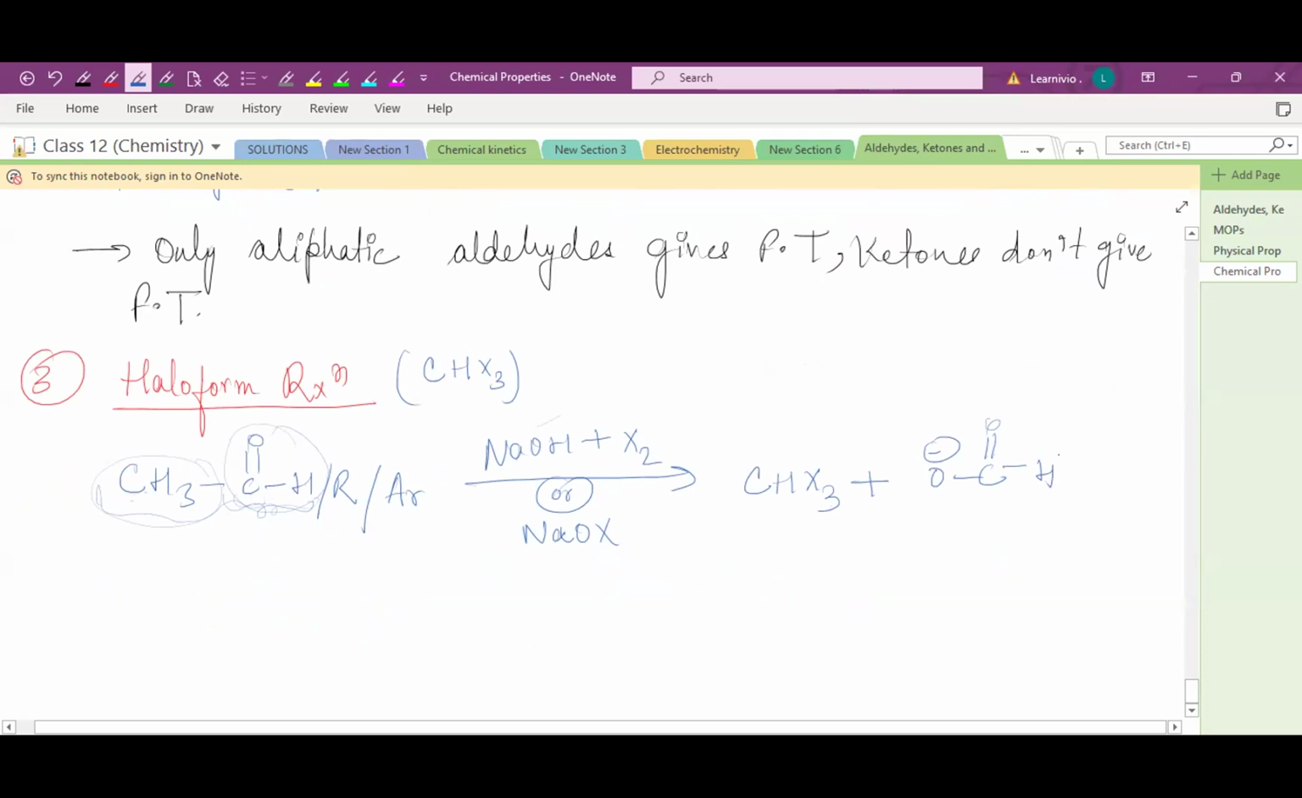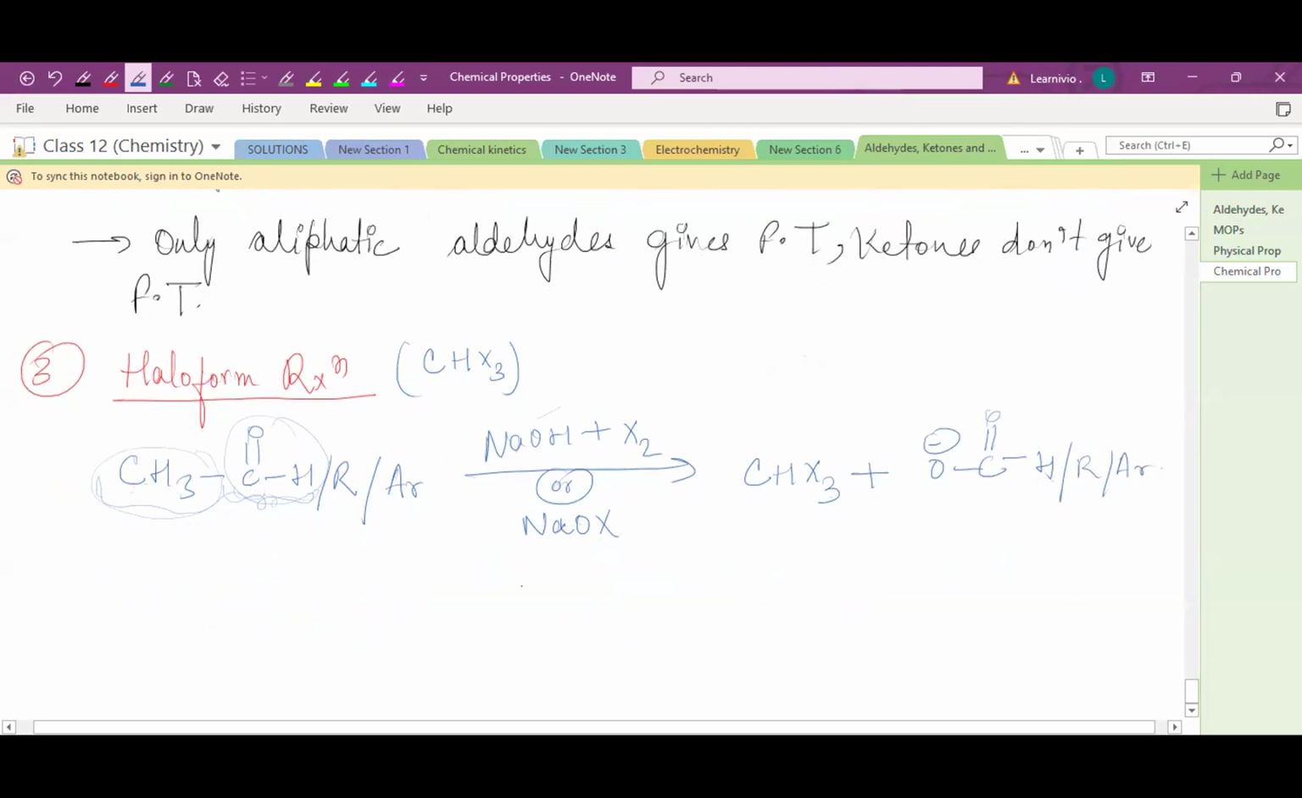Or here again you can write R or aromatic system. So this is your haloform reaction. If I take the iodoform, so if I'm just saying that it is iodoform reaction, so here instead of X2, I will write I2, iodine.